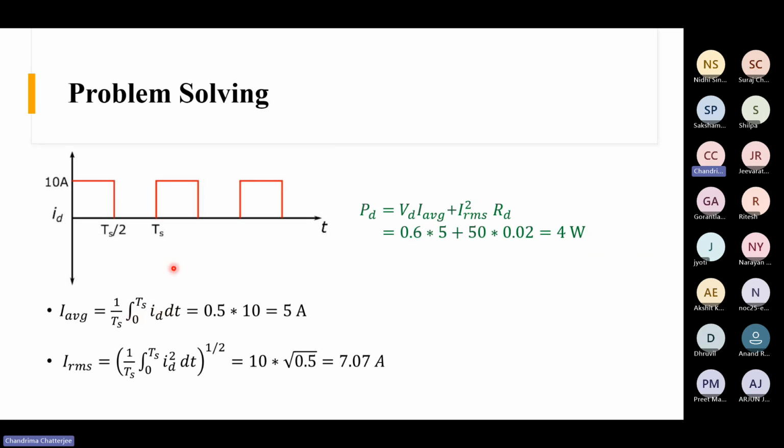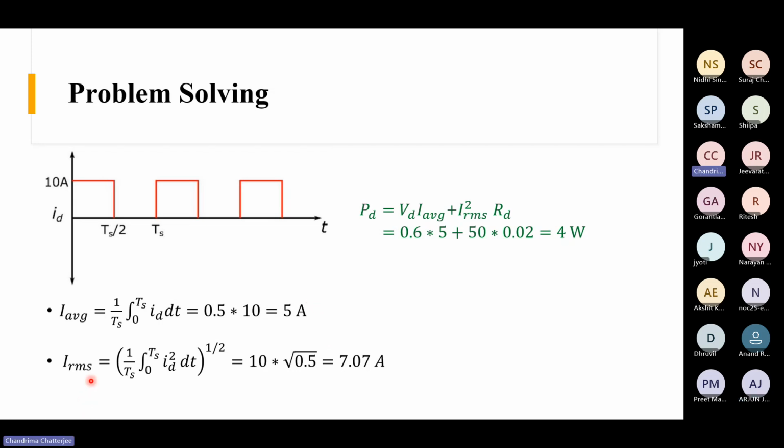If you do the integration, from 0 to Ts by 2 the current is 10 ampere, constant, and from Ts by 2 to Ts it is 0. So if you do this integration, you will get 0.5 times 10, which comes out to be 5 ampere. You can verify it by yourself and check whether it is coming out to be 5 ampere.